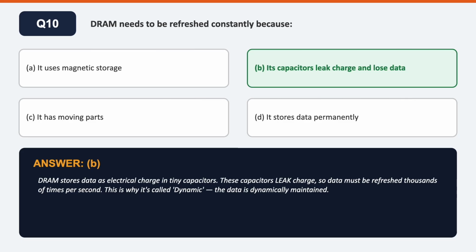Question number 10. DRAM needs constant refreshing because A. Magnetic storage, B. Capacitors leak charge, C. Moving parts, D. Permanent storage. Answer B. DRAM capacitors leak charge, so data must be refreshed thousands of times per second.